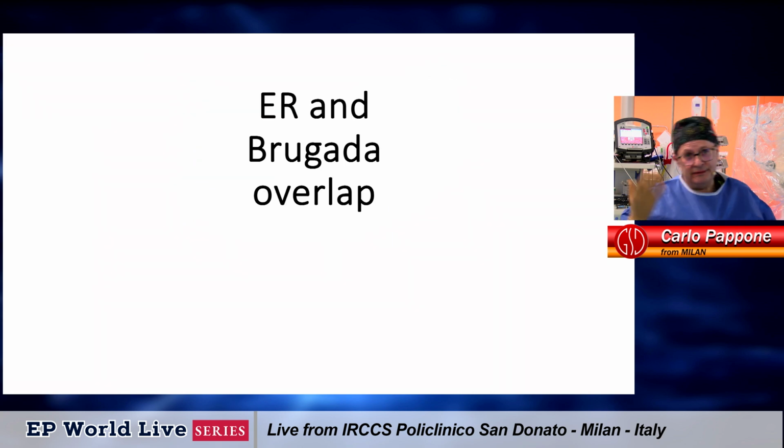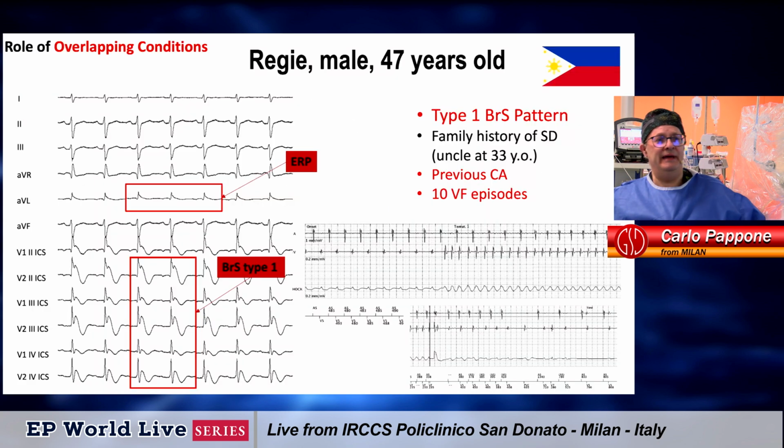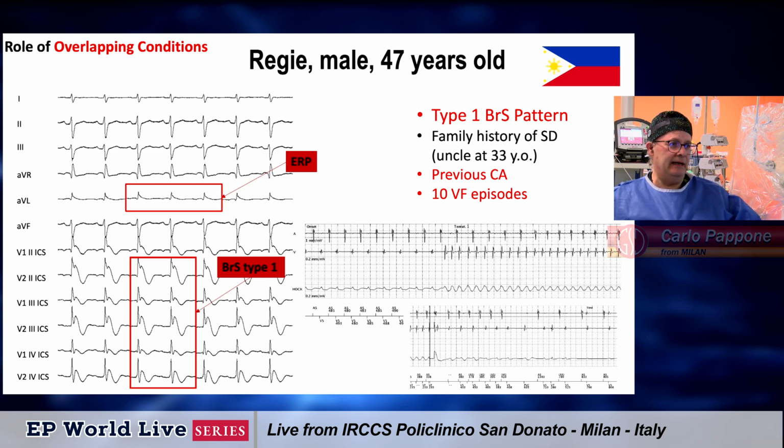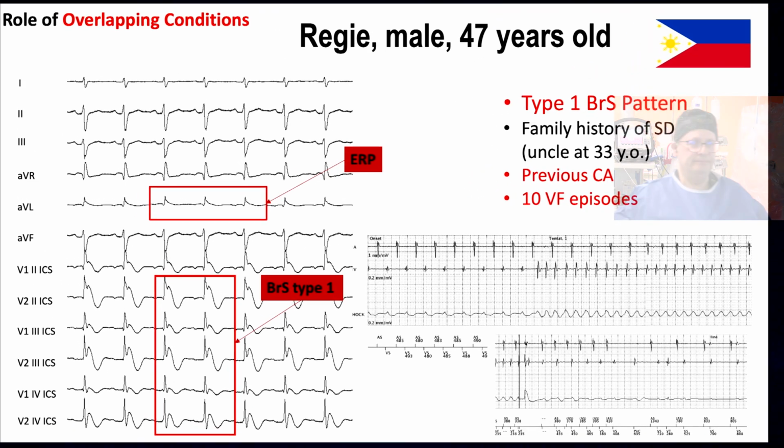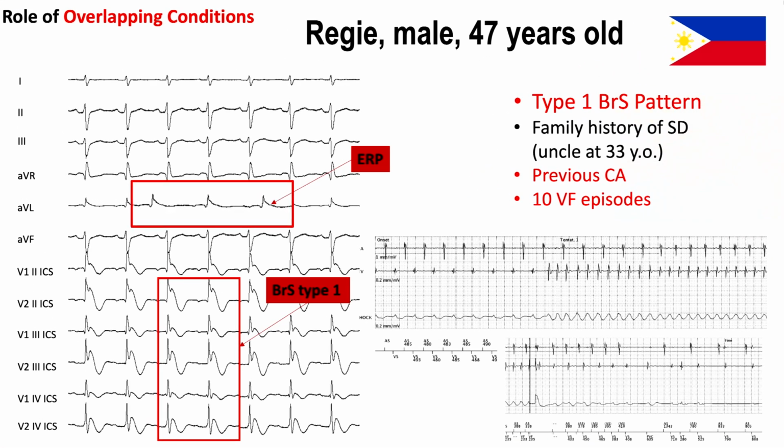Okay, you know, 30% of patients may have overlap with Brugada syndrome. This is a case of a typical pattern in V1, V2, and V3 associated with early repolarization in lead 1 and AVL. This is a Philippine patient.